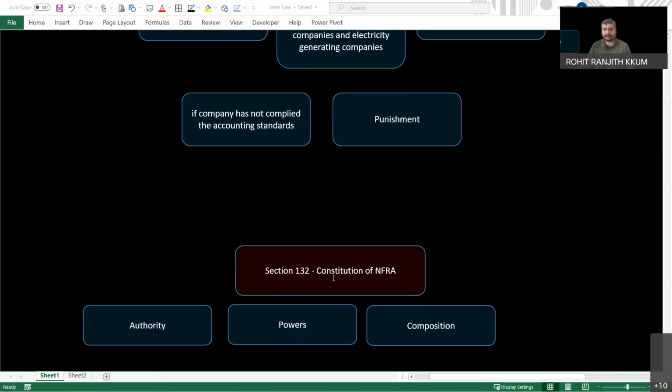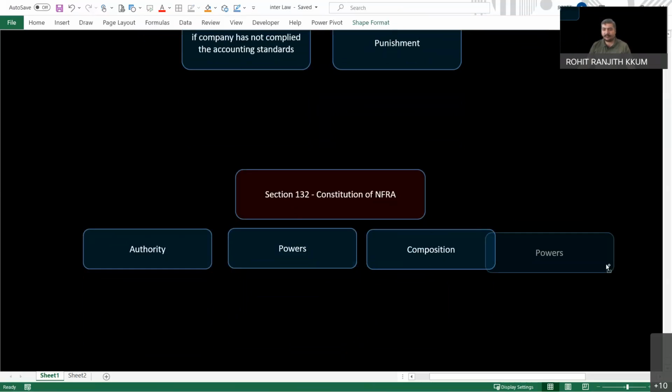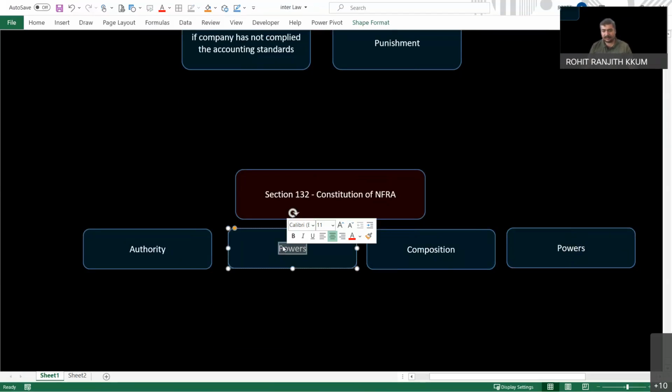After that, write down here functions of NFRA. So we put powers here and functions here. Actually, first functions come and then powers. Functions or objectives are also there, why technically it is made.